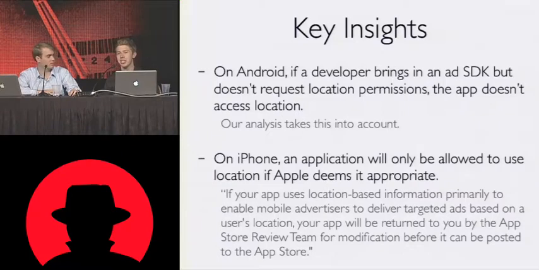So if an application tries to access location but it doesn't have permission to do so, that application doesn't access location because it can't. On iPhone, for example, an application is only allowed to use location if Apple deems it appropriate. And they actually had a kind of a fairly big issue earlier this year, and they came out with a statement basically saying that they will only approve applications that use location if the application already uses location. So if you download a mapping application or a restaurant locator application, it's okay to have location-based ads there. It's not okay to have location-based ads in iFart, for example, unless that uses location.